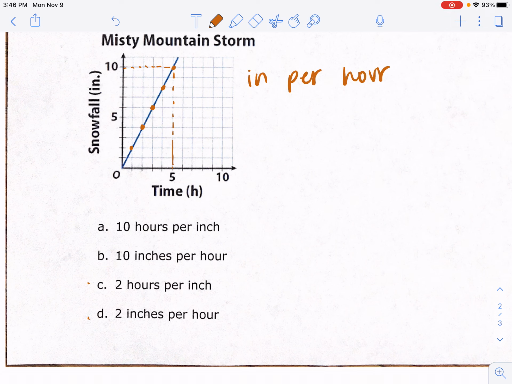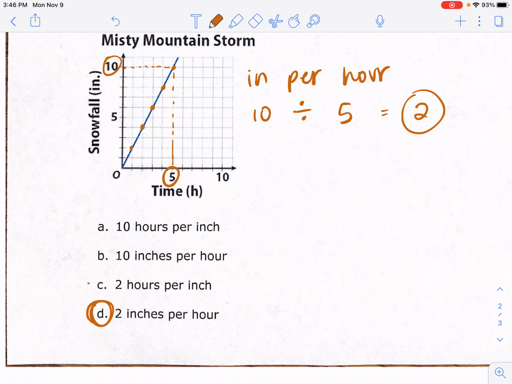If that's not down below, then I can start looking for hours per inch, but that's not typically what you're going to look for. I know that the word per can mean my division symbol. So the number of inches I have is 10. The number of hours I have is 5. 10 divided by 5 is 2. So I know that equals 10 inches per hour. No, sorry, 2 inches per hour. So this one right here, 2 inches per hour, not hours per inch.